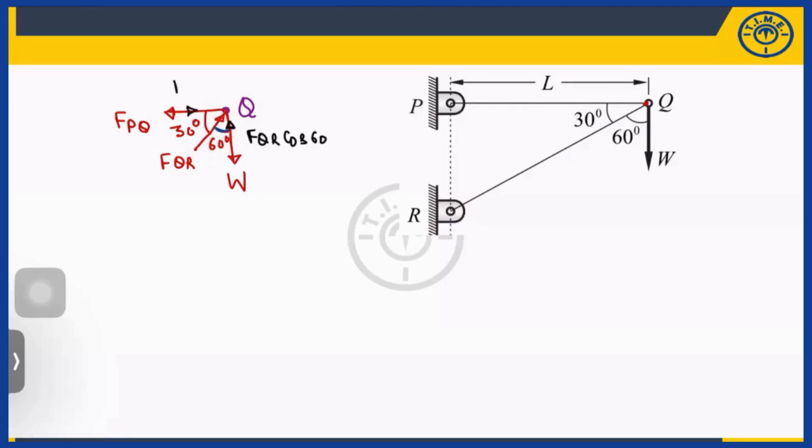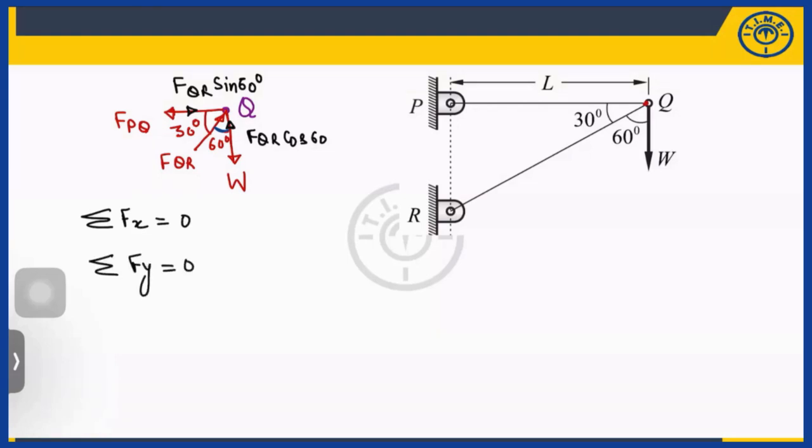So what is this one? F of QR sine of 60. Okay, this is the force. Whatever the direction of the arrowhead, the same force you can resolve in this same format. If you are resolving, one will be the vertical force, another will be the horizontal force. Now what you will do? Summation of force in x direction is 0, and summation of force in y direction is 0.